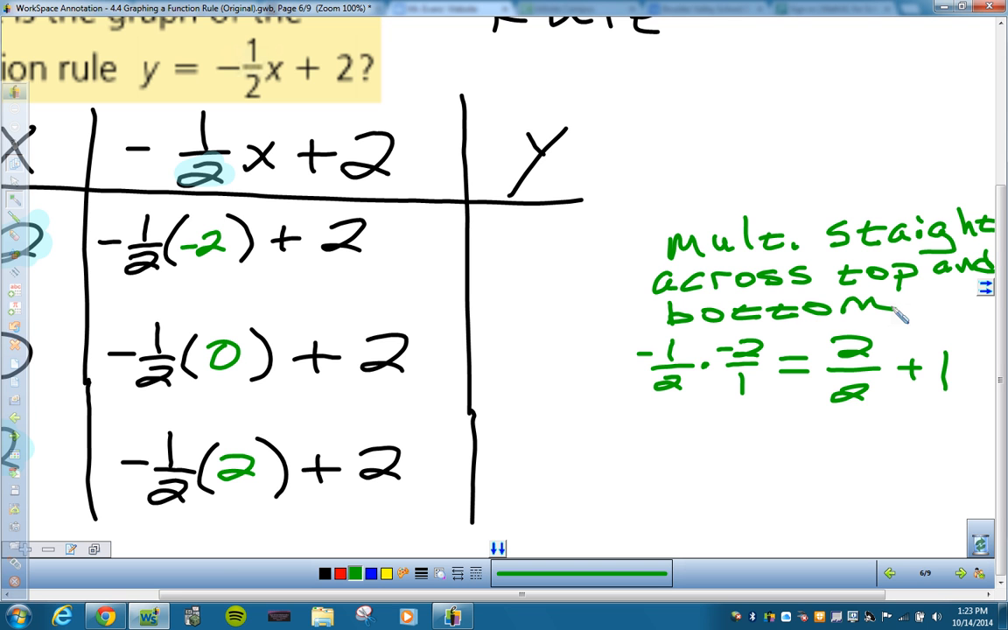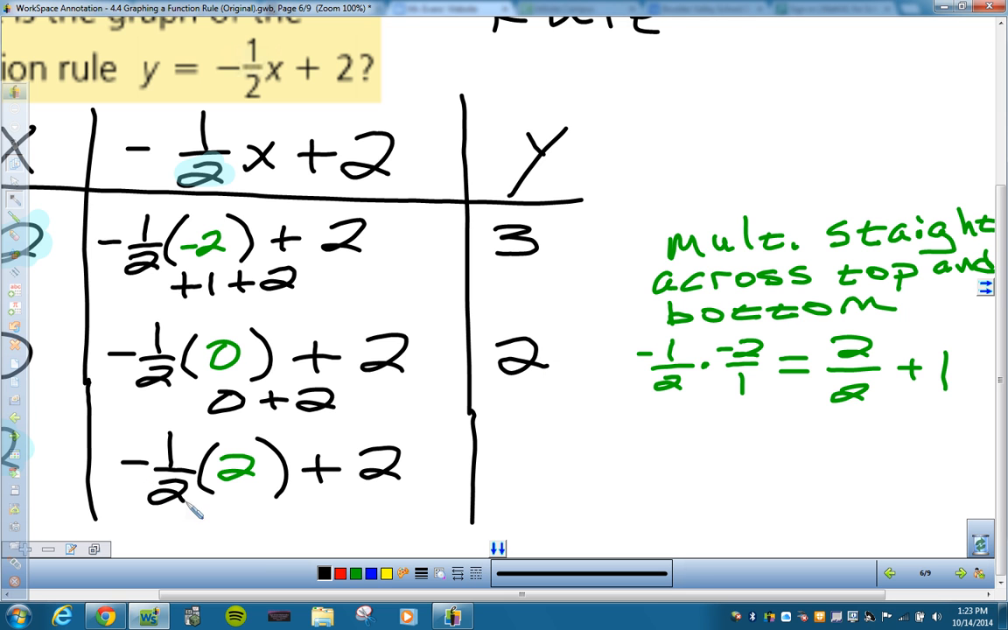Okay, that's how you multiply fractions. So we got what when we multiply this right here? We got positive 1 plus 2, which is what? 3. So if you need to show a little work down here because it confuses you a little bit, you can, you don't have to. So negative 1/2 times 0 is 0. 0 plus 2 is 2.